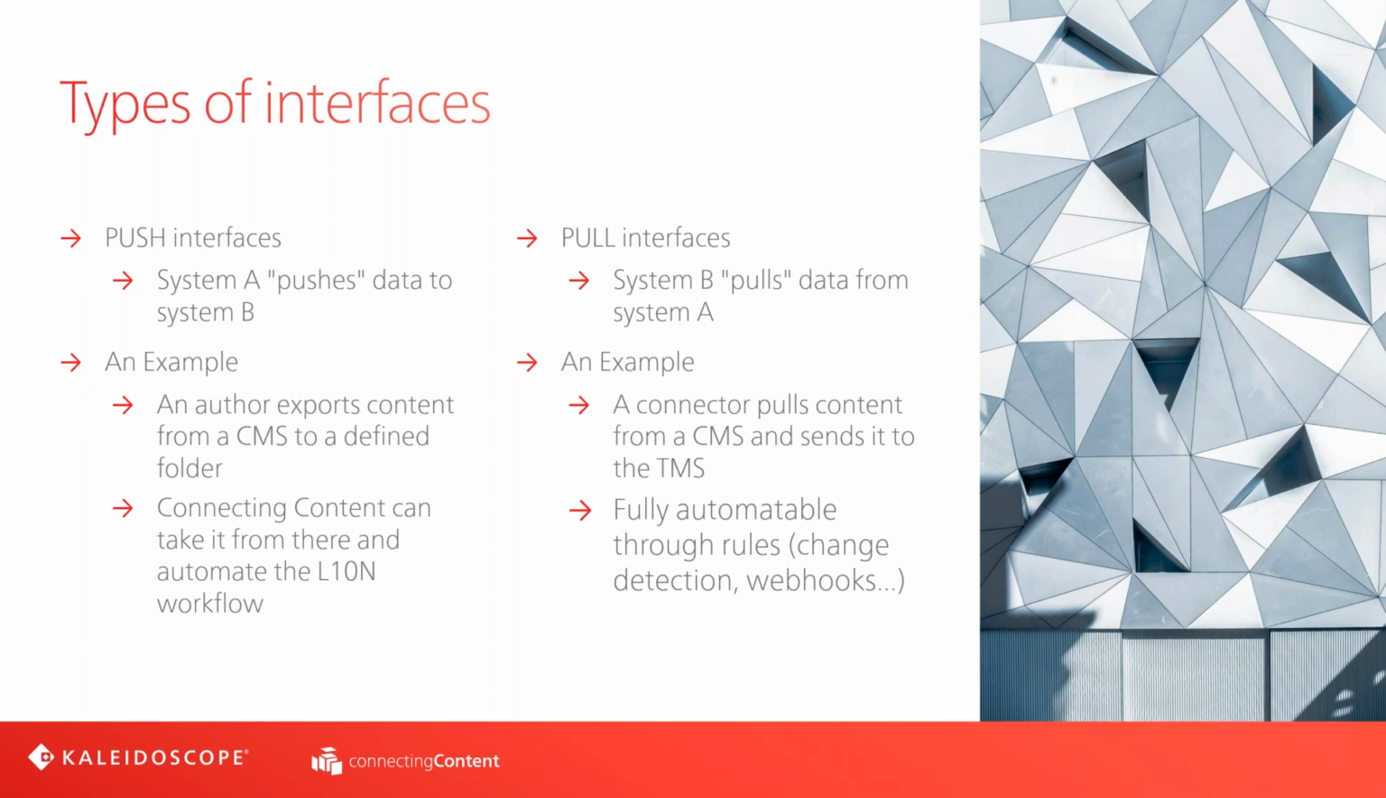And in reality, when we talk about interfaces and automation, it's always a little bit of a mixture of these two. So it could be, for example, that to go into localization, there's a pull interface, but when it goes back, there's a push interface, or the other way around. So really, the world is not black and white, as you can see on the right-hand side, but it's always like a lot of different shades.